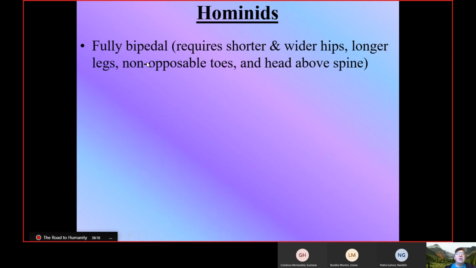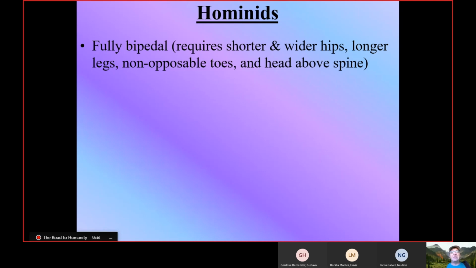But hominids, fully bipedal. And this requires not only just deciding to stand up, but we have to change our bodies. We have to have hips that are short and wide. We have to have long legs. Our toes have to give up being able to grasp objects. And our head has to be straight above our spine instead of having the spine coming out of it at an angle from the back, which is the way the apes are.